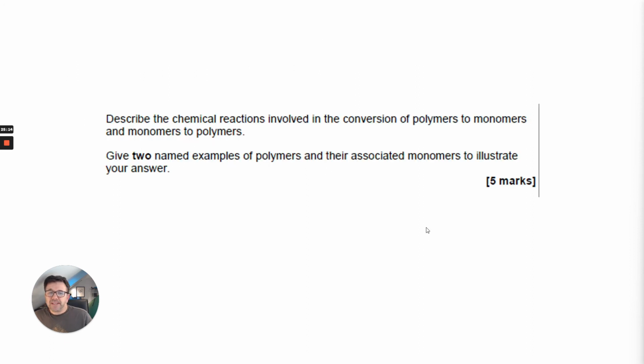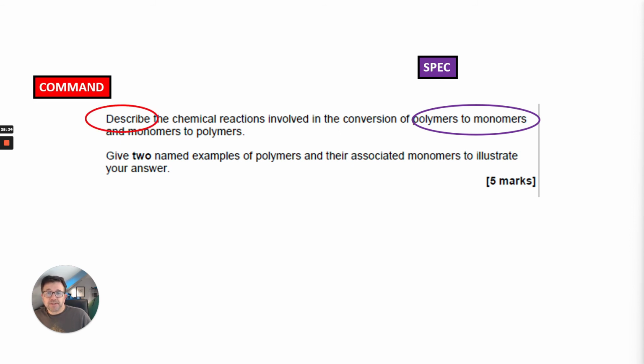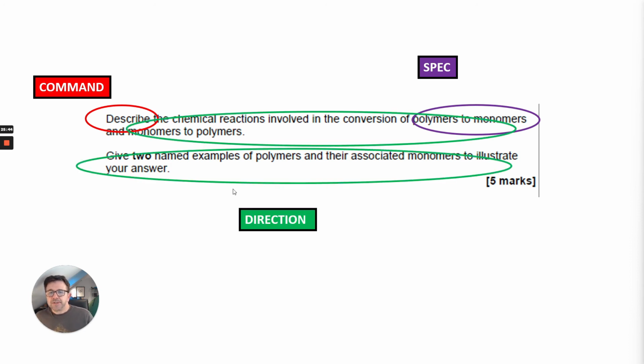So here we've got, this is quite a simple one. Describe the chemical reactions involved in the conversions of polymers to monomers and monomers to polymers. Okay, give two named examples of polymers and their associated monomers to illustrate your answer. So SPEC, it's about polymers and monomers. Command word, describe the chemical reactions of the conversion from polymer to monomer and monomer to polymer. But then for the other two marks, direction, you've got to give the two named examples of polymers and their associated monomers to illustrate your answers.